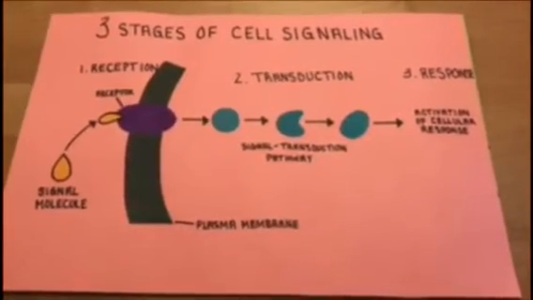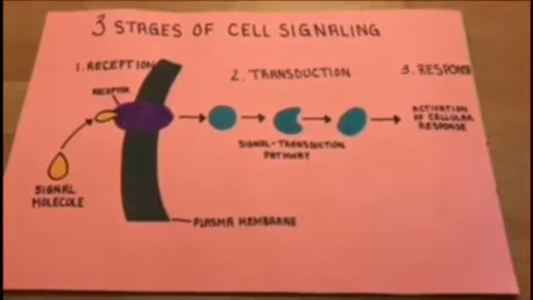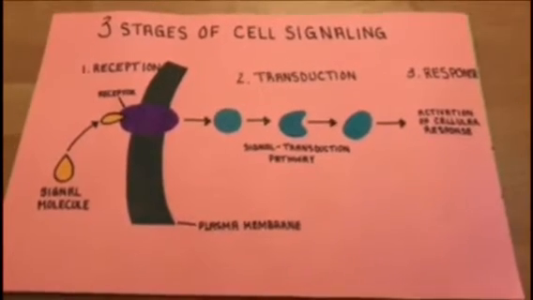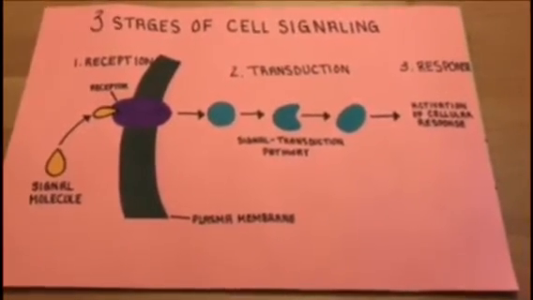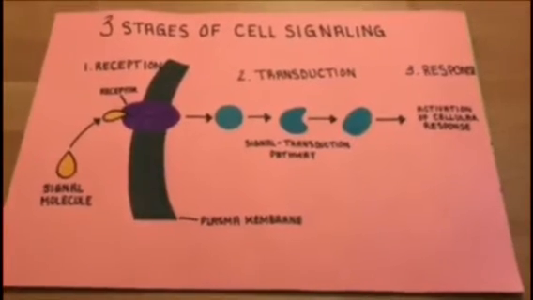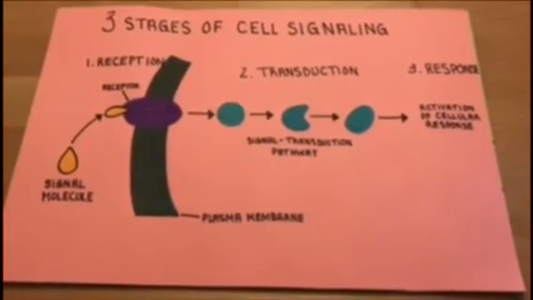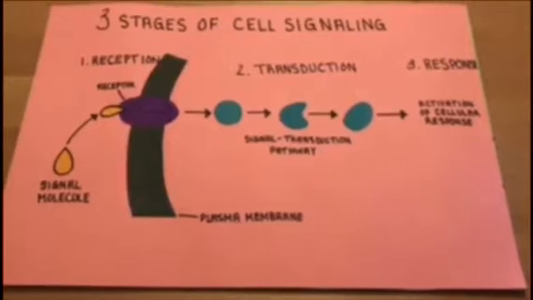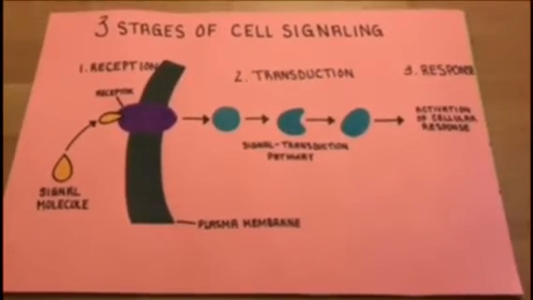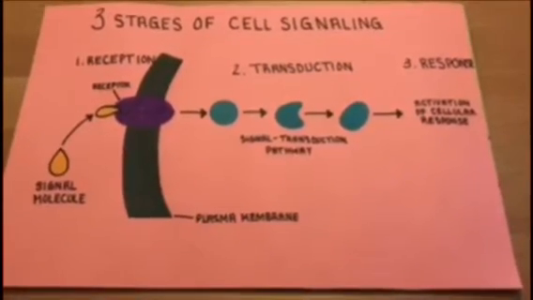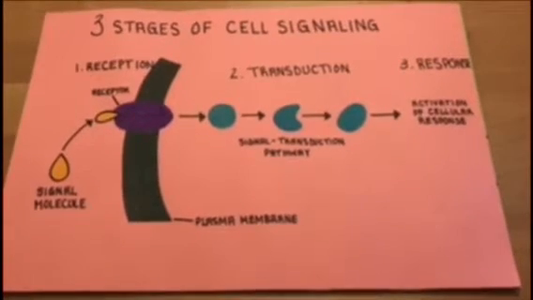There are three stages of cell signaling. Step 1 is reception, which is the target cell's detection of a signaling molecule. Step 2 is transduction, which is the series of steps that converts the signal to a form that can bring out a specific cellular response. Step 3 is that specific cellular response.